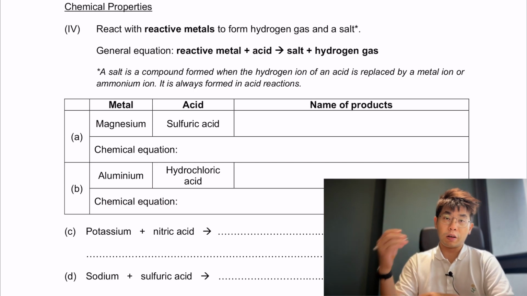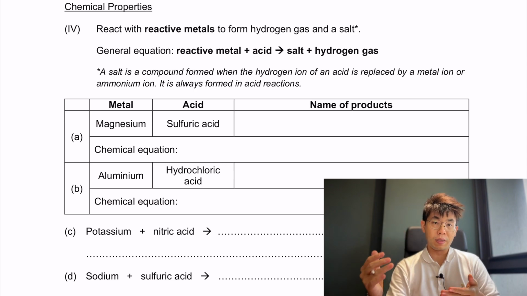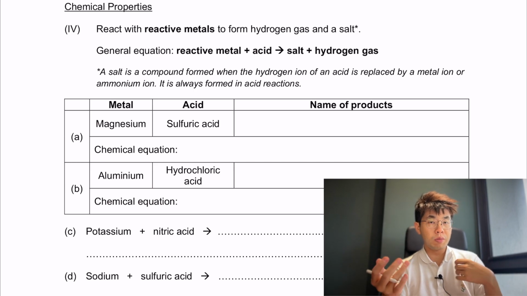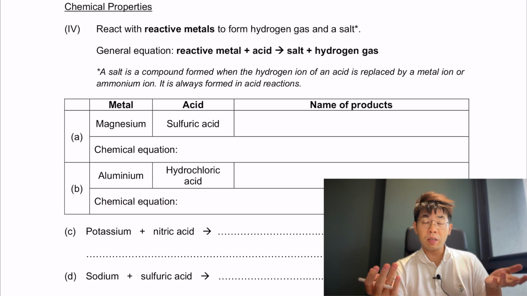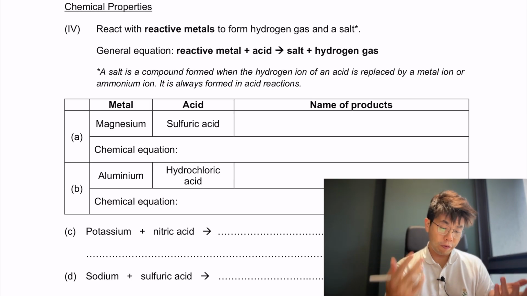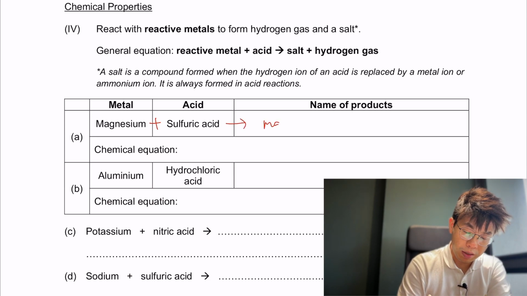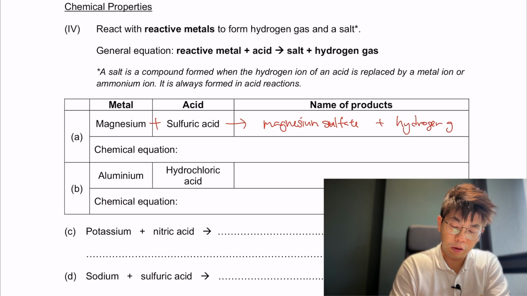Magnesium plus sulfuric acid. Anything that reacts with sulfuric acid will form a sulfate. So magnesium with sulfuric acid gives magnesium sulfate, sodium with sulfuric acid gives sodium sulfate, right? Zinc with sulfuric acid gives zinc sulfate. So magnesium plus sulfuric acid gives me magnesium sulfate, which is the salt, and hydrogen gas is the other thing that is formed.